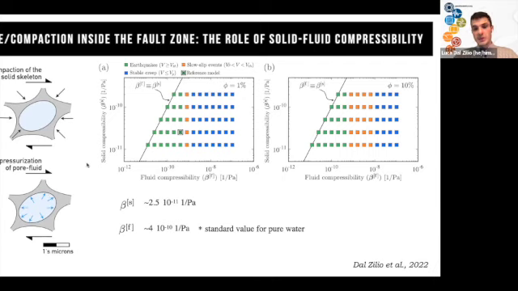So we try to explore this problem by changing the solid compressibility and the fluid compressibility. This is a case that can be mostly related to the presence of fluids with different compressibility, such as supercritical CO2, which can change the compressibility of fluid by up to 2 orders of magnitude. And so we try to explore this problem by changing the porosity from 1% to 10%.